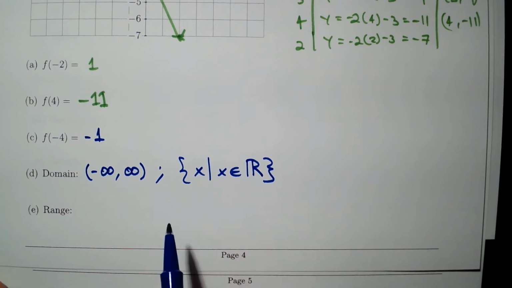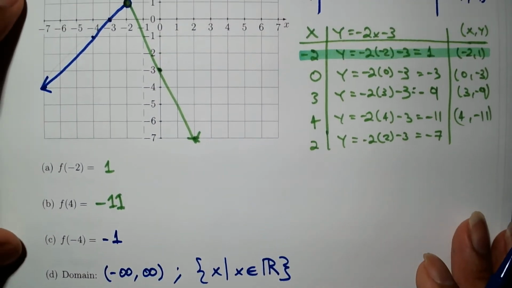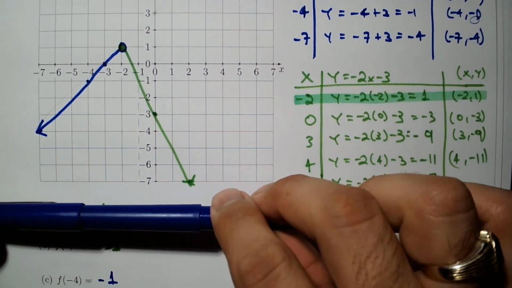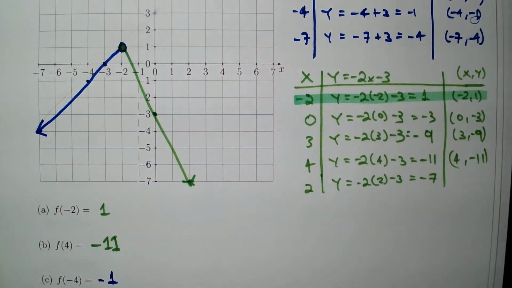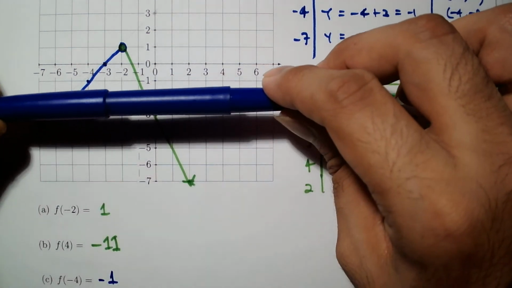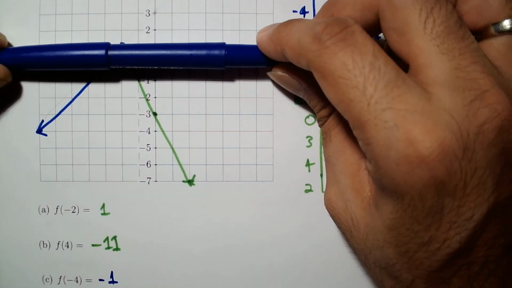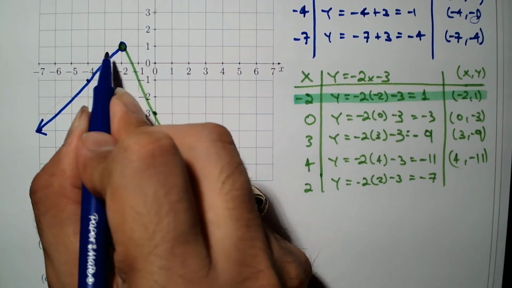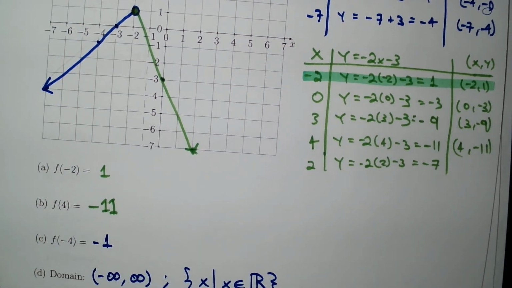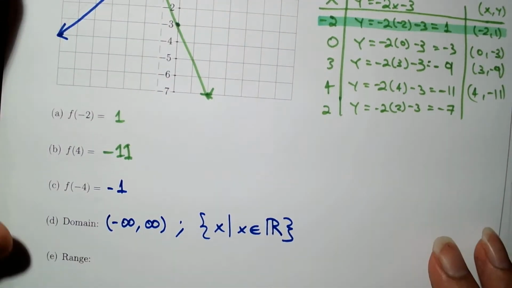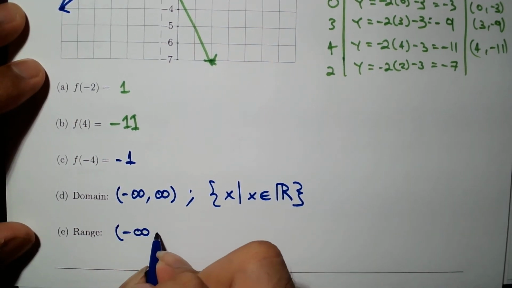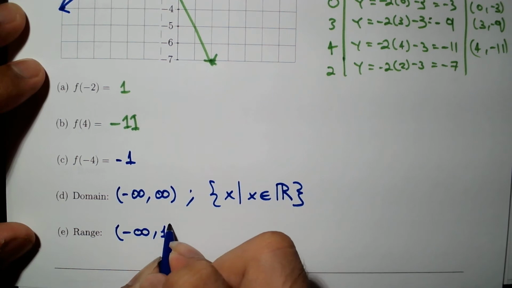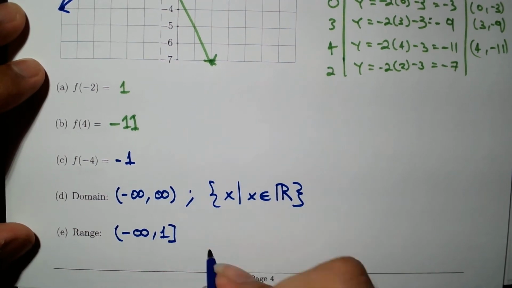Okay, what about the range? Be careful here. We're going to scan the graph from bottom to top. This arrow indicates it's going to go all the way to negative infinity. However, when we go up, we are going to stop at the highest y value, which in this case is positive 1. So in interval notation, negative infinity to positive 1, inclusive for the 1.